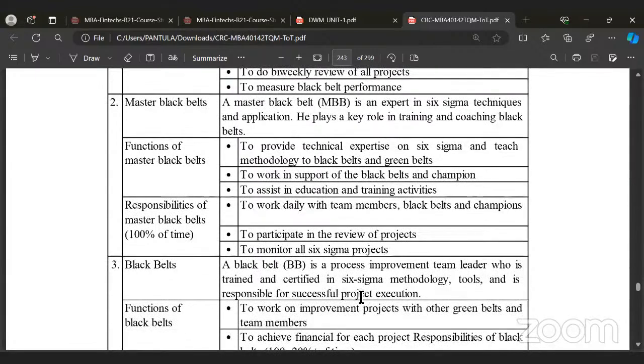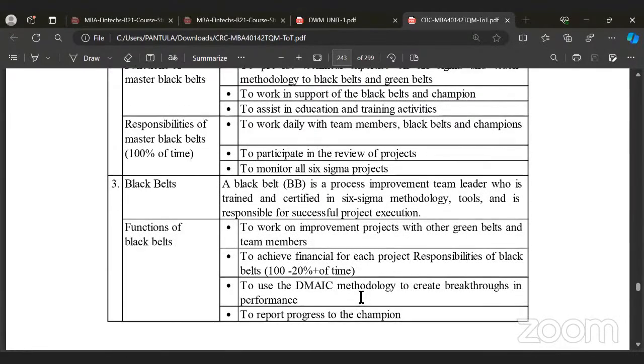So the application they are playing. The function of master black belts is to improve the technical expertise in Six Sigma techniques, and to work with and support the black belts and champions. Responsibility of master black belt: 100% of time.